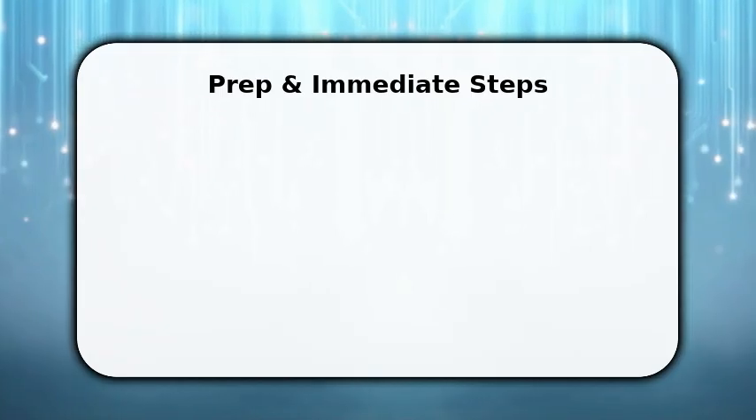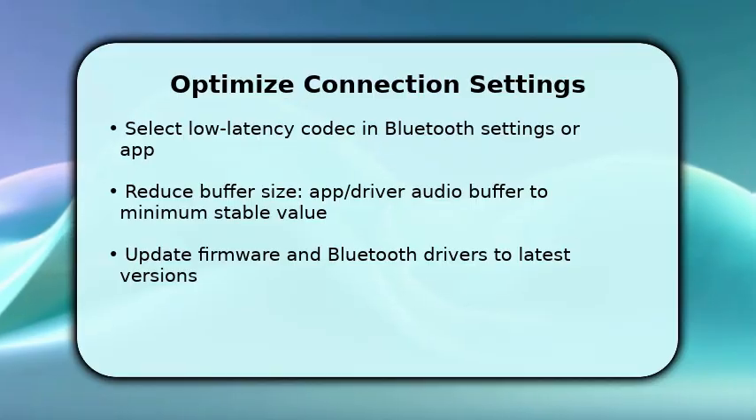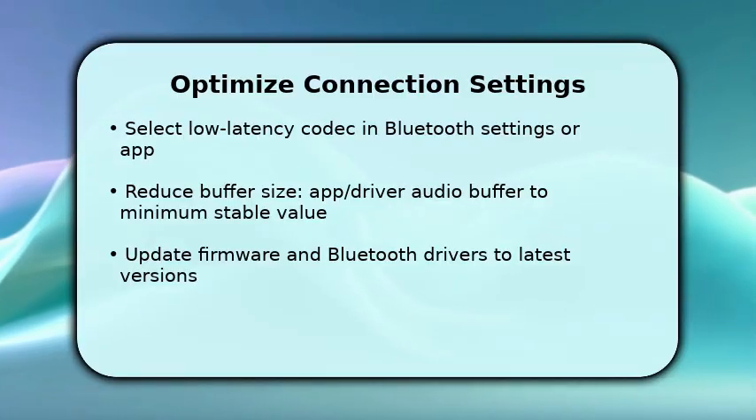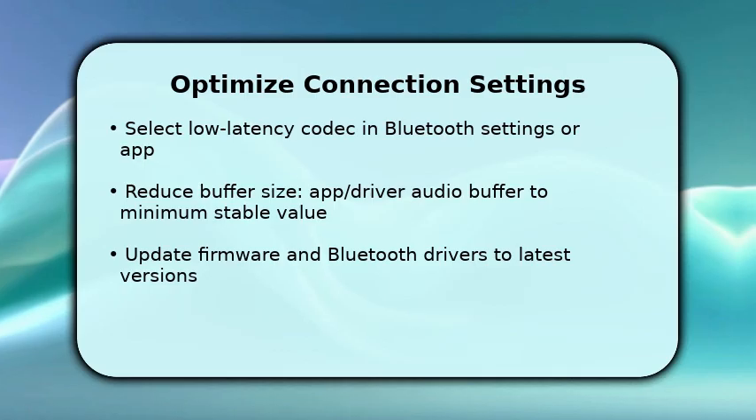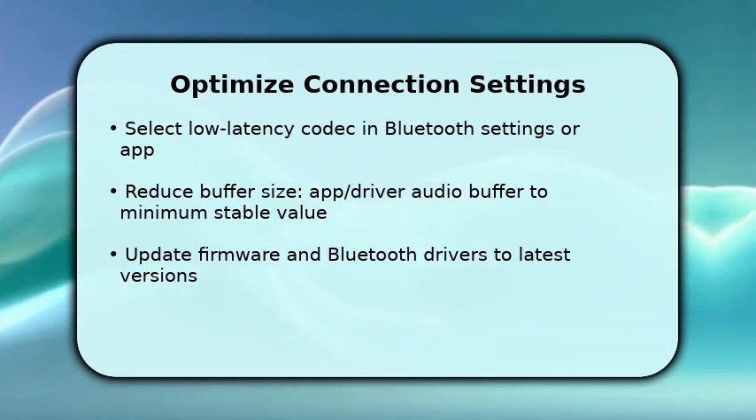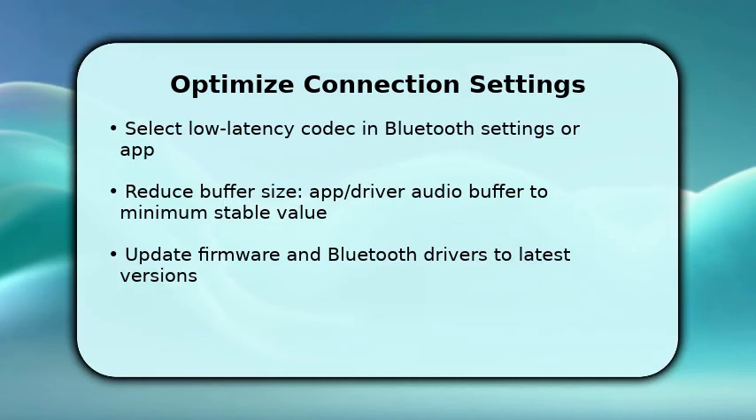Now you optimize the connection layer and software. In your audio app or system settings, choose a low-latency codec and set sampling to 44.1 or 48 kHz for compatibility. Adjust the audio buffer, lower it incrementally until underruns appear, then increase slightly to the last stable value. This shrinks delay without breaking playback.